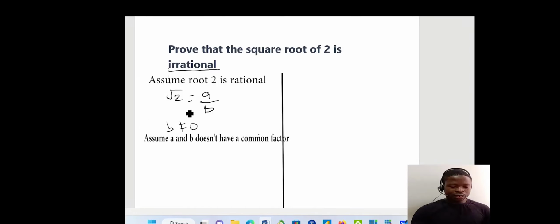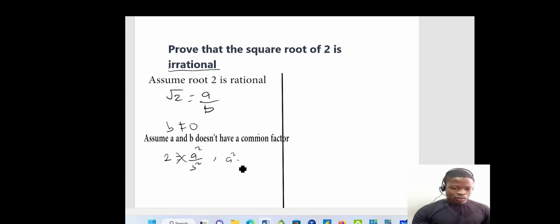So let's go ahead with this. If root 2 is rational, we have root 2 equals a over b. If we square both sides, we have 2 equals a squared divided by b squared. And when we cross multiply, we can say that a squared equals 2b squared.